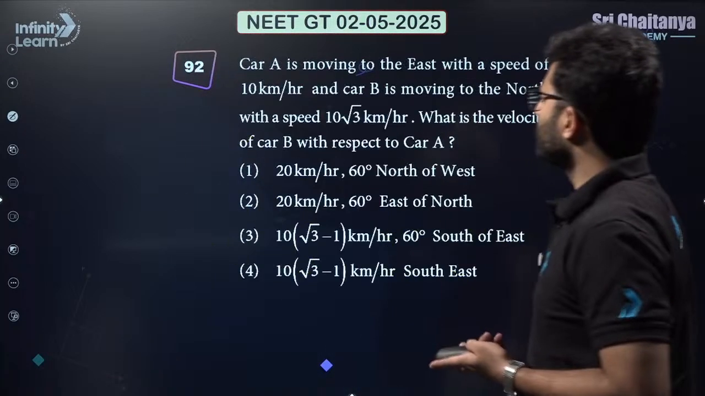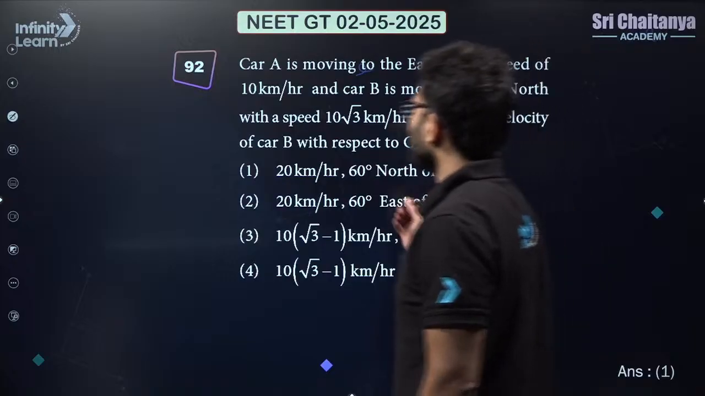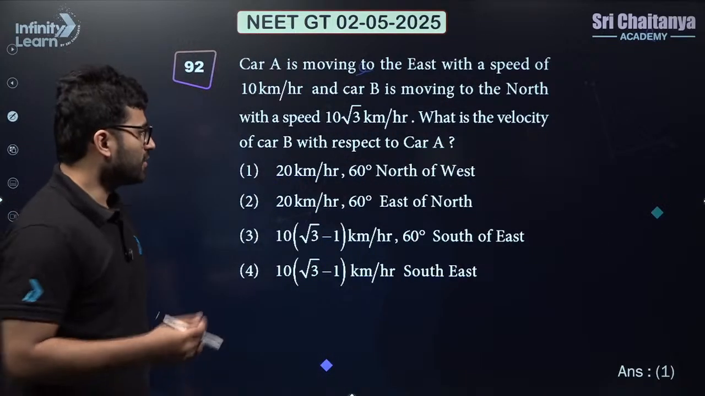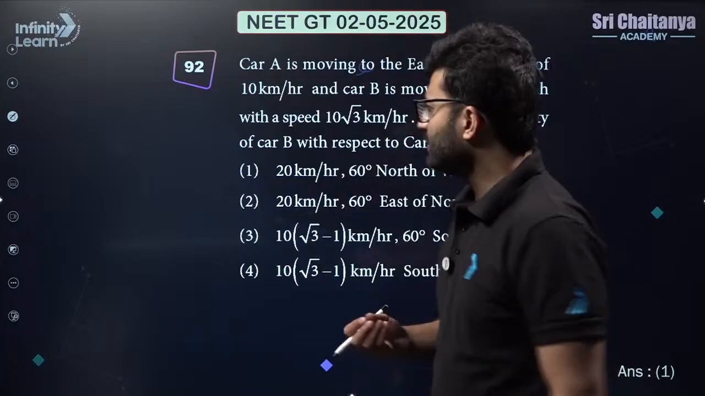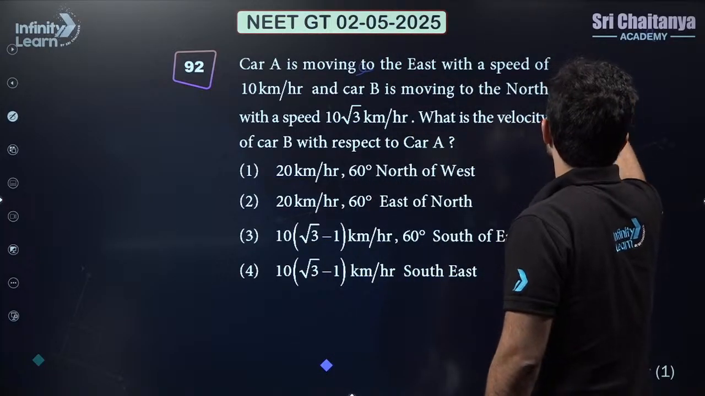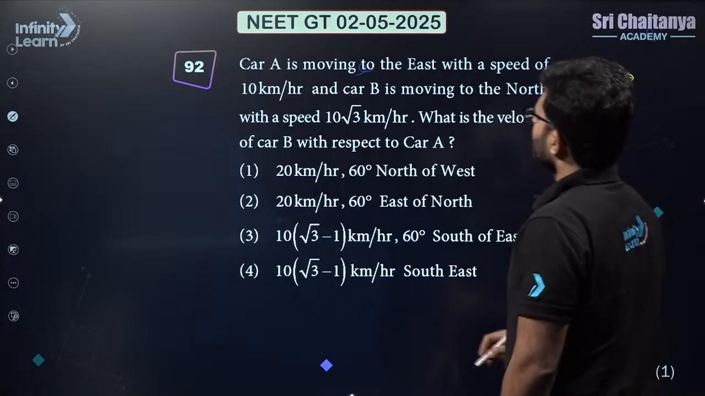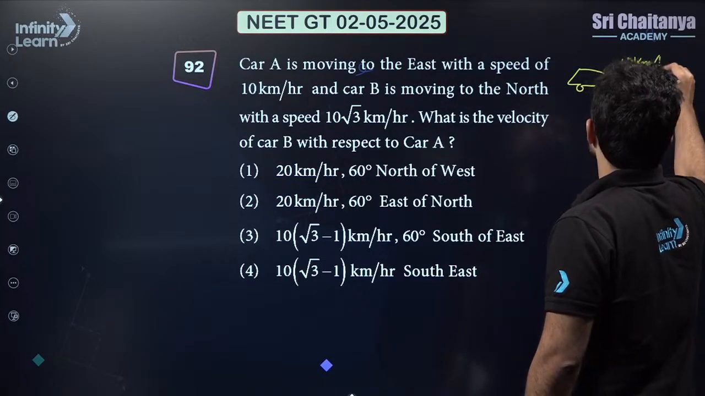Chalo, let's go to the next question. Car A is moving to the east with a speed of 10 kilometers per hour. I told you that whenever you want to do a question in physics, try to visualize the question, right? So let us make a small car. Let's say this car is moving towards east with a velocity of 10 kilometers per hour, right?